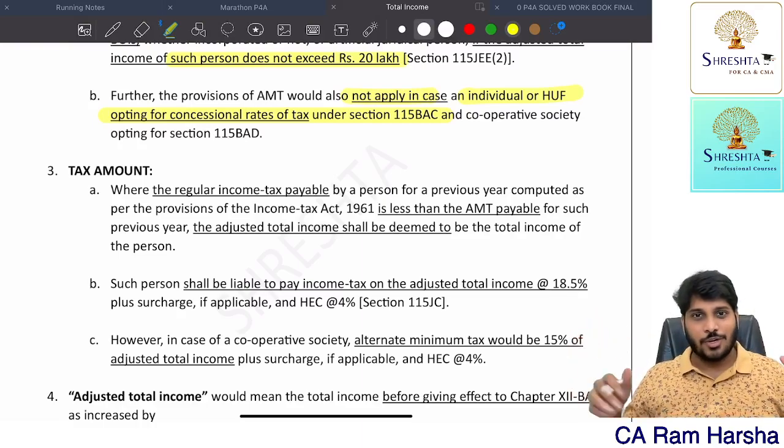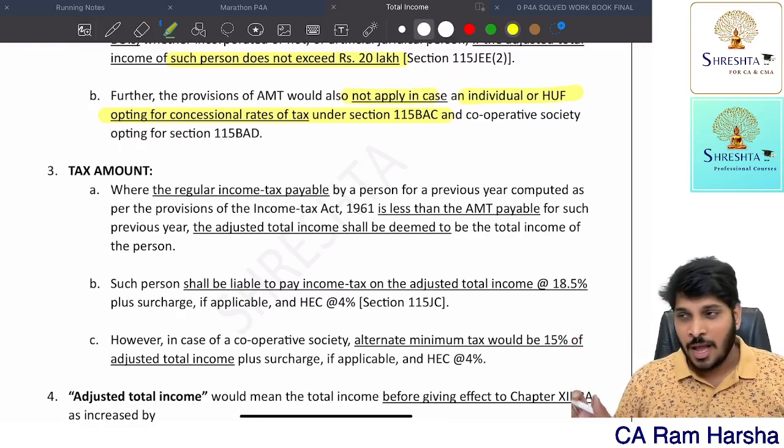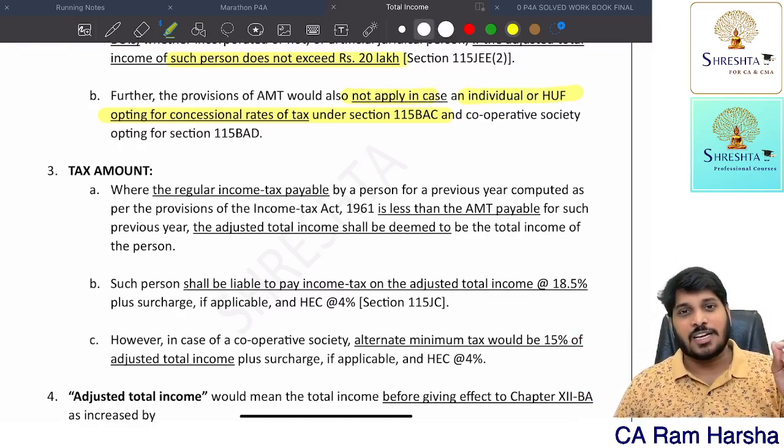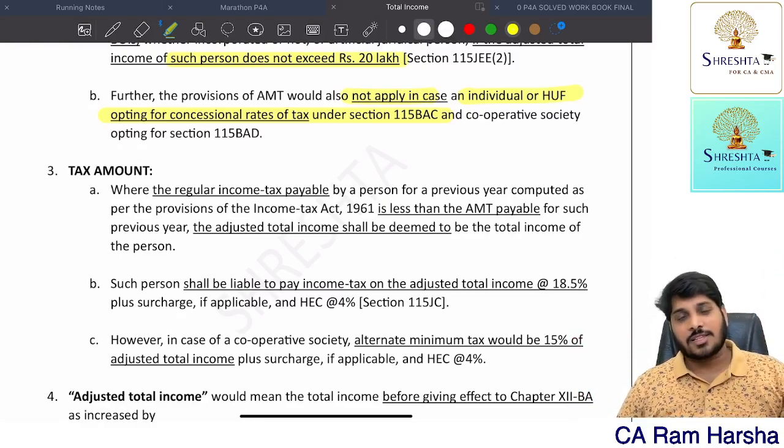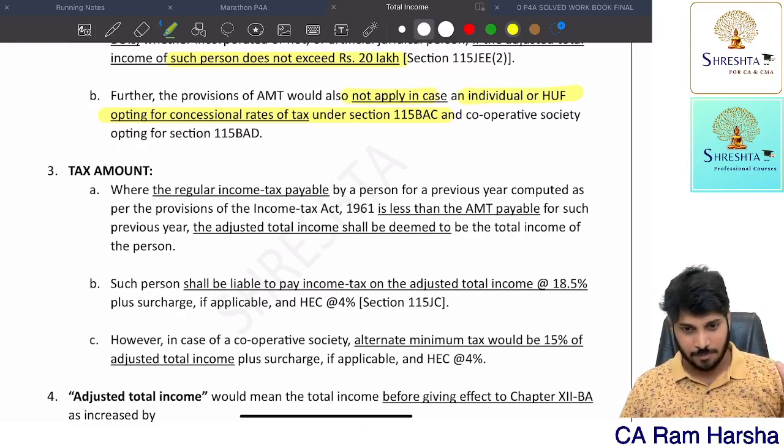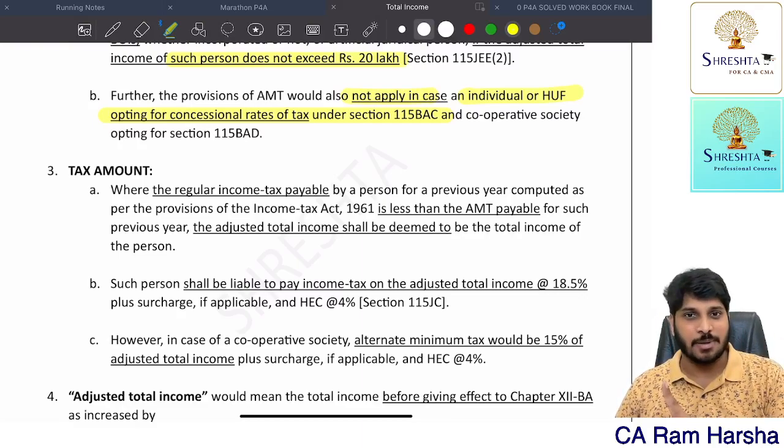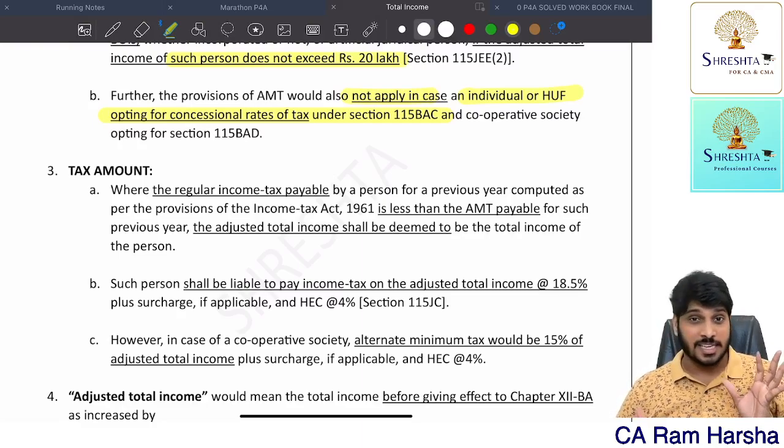Suppose you are not choosing 115 BAC and you have claimed 35AD deduction, 10AA deduction, or Chapter 6A heading C income-based deduction. For your total income we will add back all that. We again give you depreciation benefit. Balance amount, if it is more than 20 lakhs, then AMT provision applies. On that adjusted total income, we apply AMT tax rate plus surcharge plus everything. We calculate what is the AMT liability.